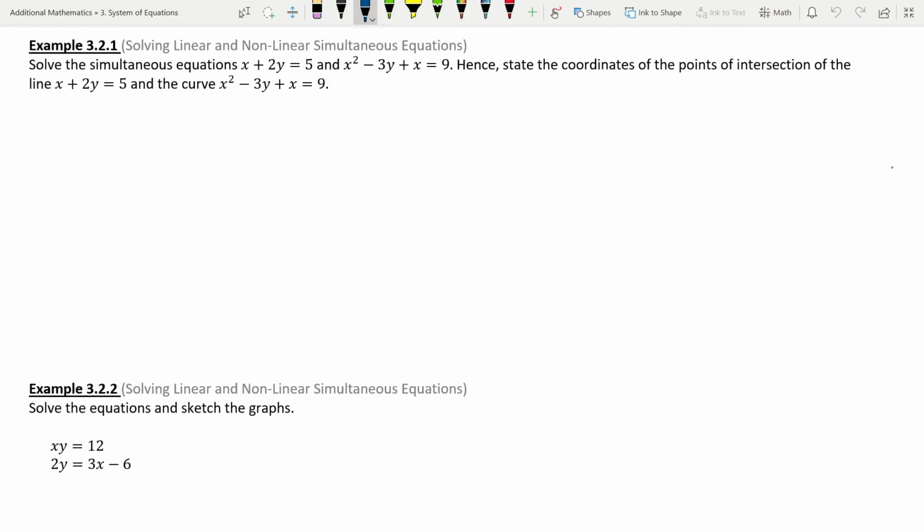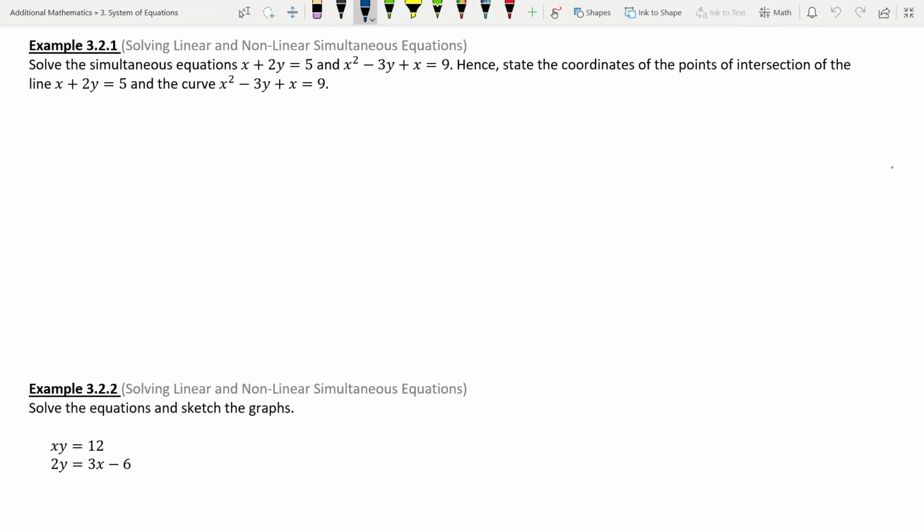Example 3.2.1. Solve the simultaneous equations x + 2y = 5 and x² − 3y + x = 9. Hence, state the coordinates of the point of intersections of the line x + 2y = 5 and the curve x² − 3y + x = 9. So first we need to solve for the simultaneous equations. Then we need to state the coordinates of the point of intersection.